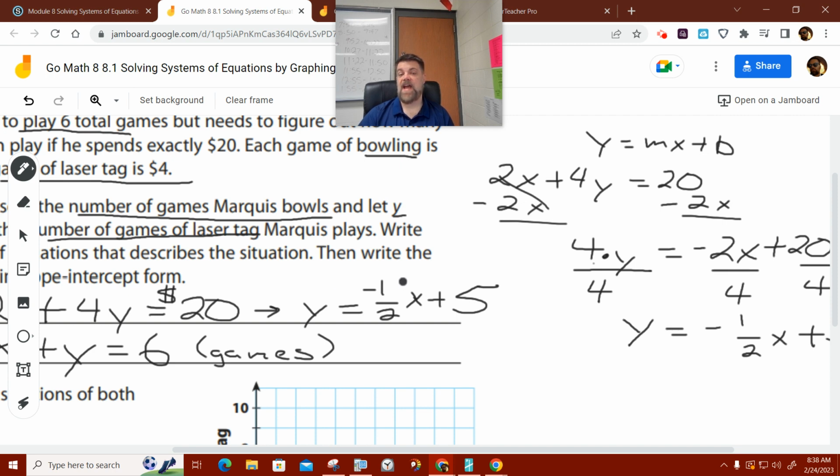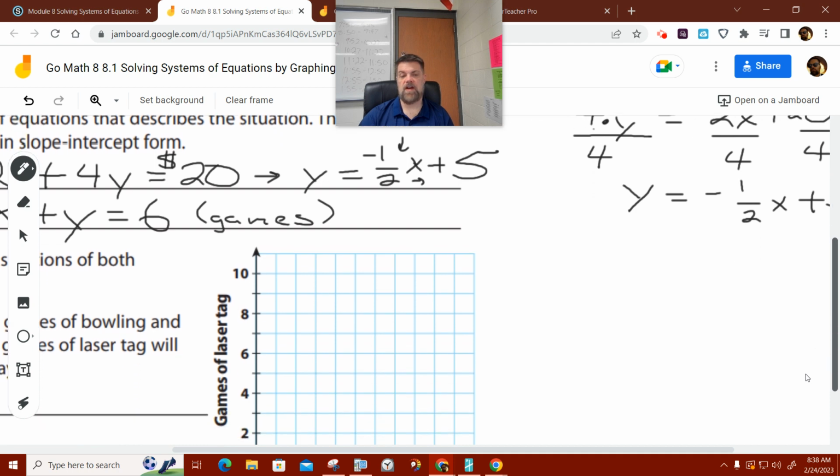Yeah, it's a habit I have. You could take that negative sign and toss it to the top, because that tells me my slope is going to be down 1 over 2. Okay, so let's graph that. Now watch how I graph this.